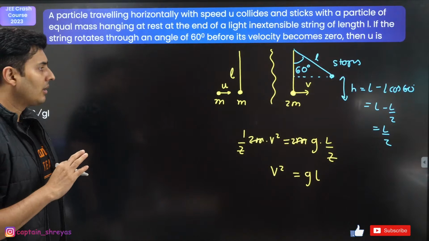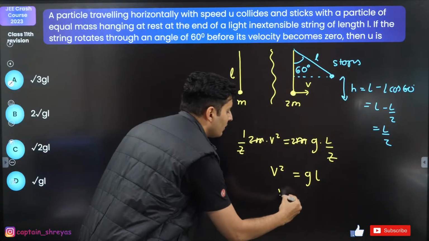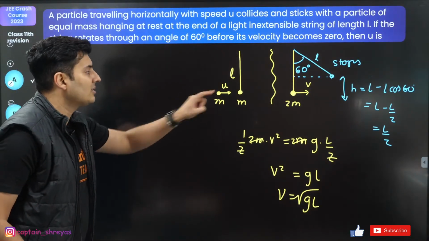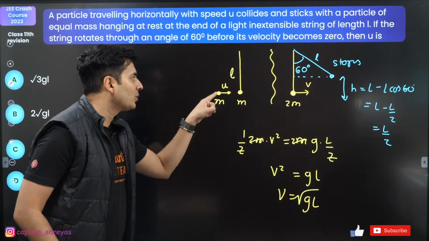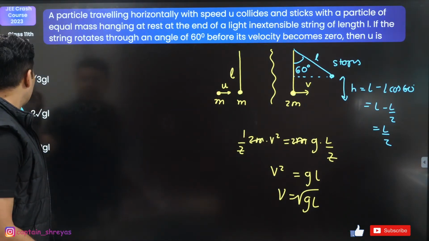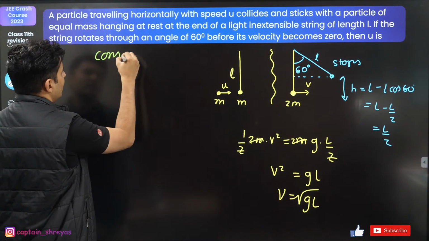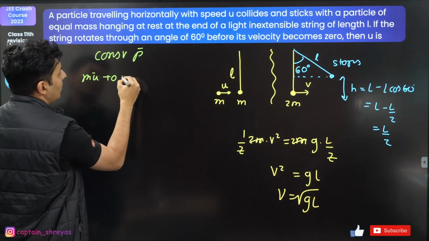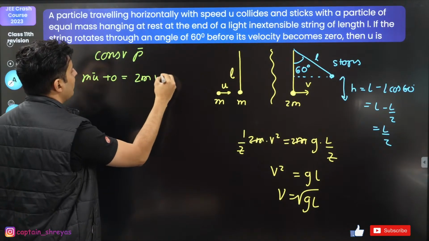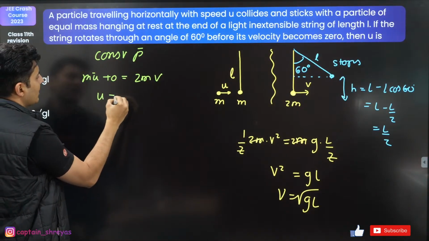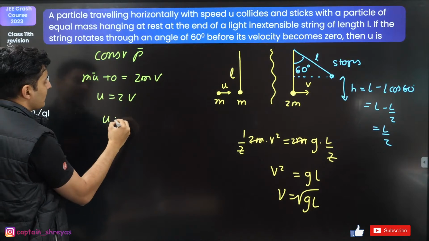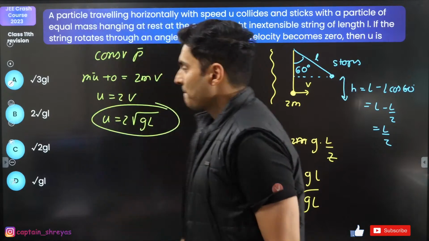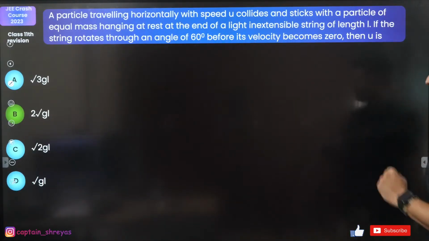V square is gL. That's not the end of the story. Even if you find v is root gL, that is not the answer. The question is to find the initial speed, not this speed, this speed. How do you do that? Conserve momentum. Here the momentum was mu plus 0. Final momentum was 2m into v. So basically u is equal to 2v. So u is equal to 2 into root of gL. Hence that is the answer: 2 into root gL, option B.